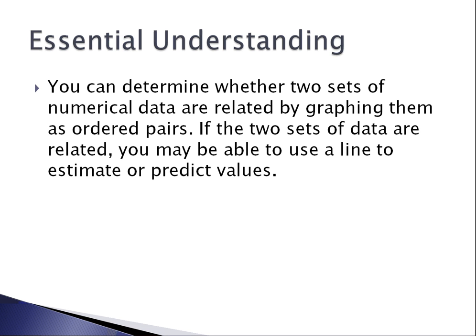Our essential understanding for this section is you can determine whether two sets of numerical data are related by graphing them as ordered pairs. If the two sets of data are related, you may be able to use a line to estimate or predict values.